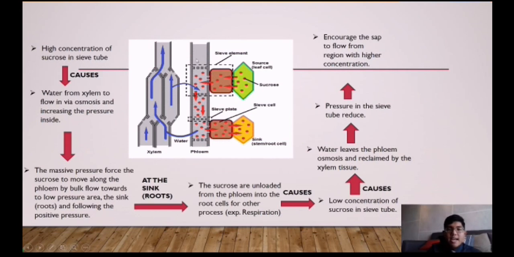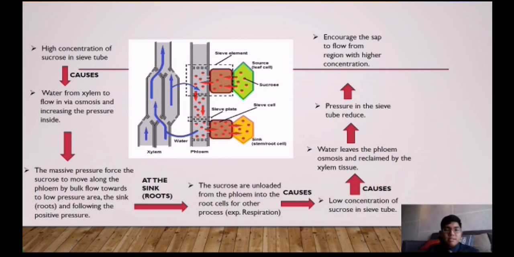Now there is a high concentration of sucrose in the sieve tube. This will cause water from the xylem to flow in via osmosis because of the low amount of solute. Next, the massive pressure from the water flow will force the sucrose in the sieve tube to move along the phloem tube until it reaches the sink cells or the roots.